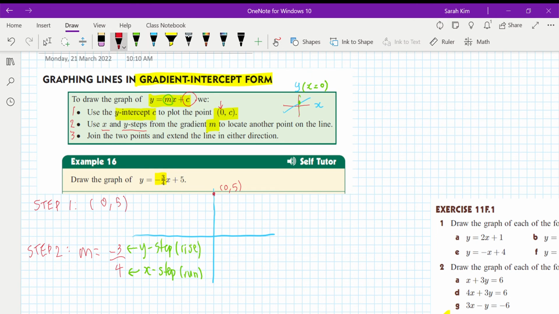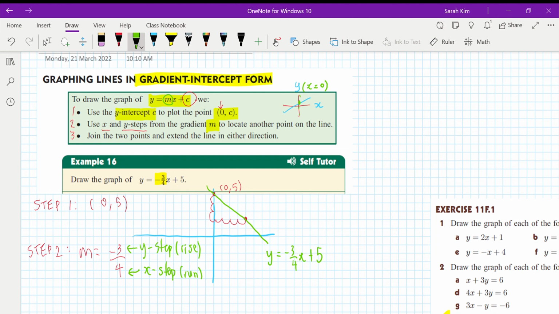Alright, so basically you need to take those steps. I'm going to go negative 3: 1, 2, 3, and then 4: 1, 2, 3, 4. This over here is my new coordinate. I don't care what coordinate it is. All I have to do is make sure I connect the two dots using a ruler. Here you go. So something like that approximately is my graph. Make sure you write your equation after as well, and you're done.